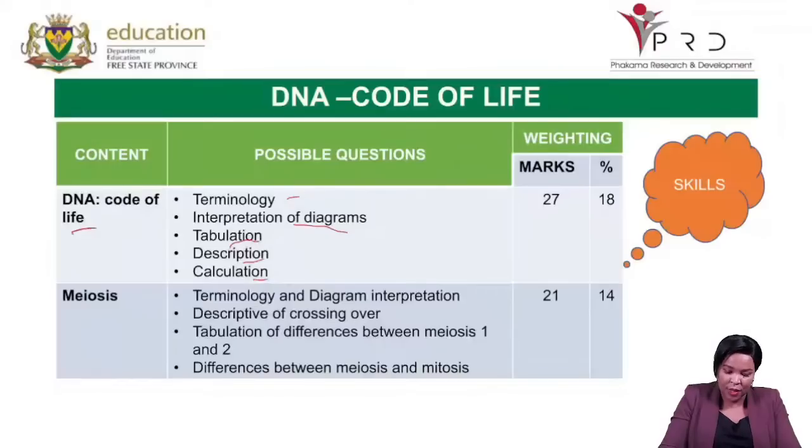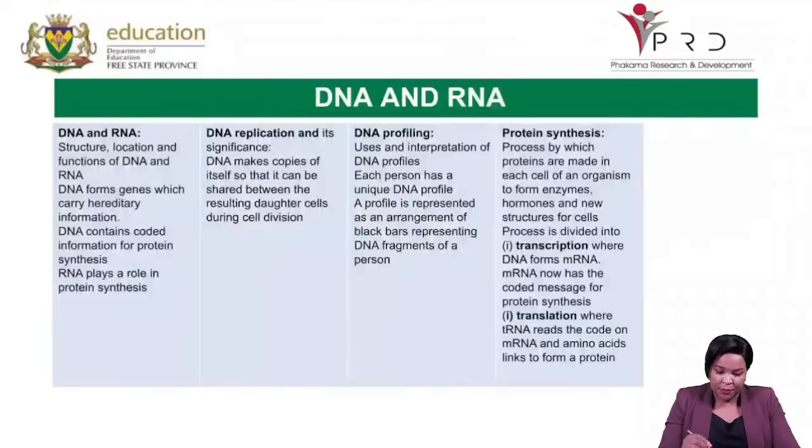Meiosis, the same. Terminology and diagram interpretation, description of a crossing over. You must know what happens during crossing over, all the details. And the tabulation of the differences between meiosis 1 and 2, the differences between meiosis and mitosis. So some of these are the skills that you need to have when tackling these topics.